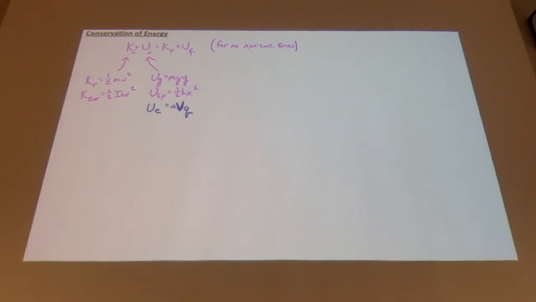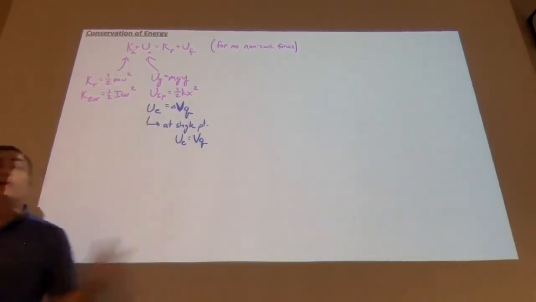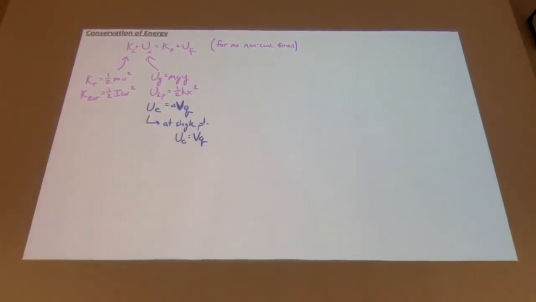Or if we wanted to specify, say, at a single point, and keep in mind when we're doing conservation of energy, it's usually how much do you have at this point, and then how much do you have at this other point. We might re-express this as just U electric is equal to the potential at that point times Q instead of a difference in potential. So we're able to add to this list of things that you were already working with last semester, and we can do conservation of energy using electric potential energy.